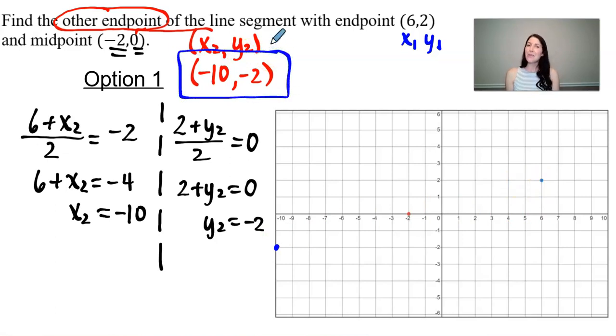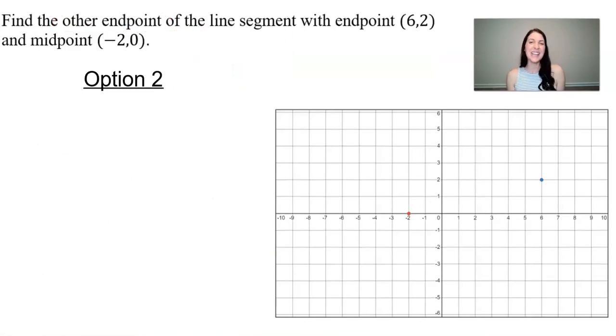Now, I did tell you I'm going to show you 2 options for how to do this. Let me show you the second option, and here's a little secret. I kind of like it better, and we're not even using the formula. So let's take a look at what that other method is. If I have the endpoint at 6, 2 and the midpoint at -2, 0, remember I said on that first problem how I noticed this symmetry, or I looked at the slopes. Let's do that. Let's look at both the x-coordinate and the y-coordinate.